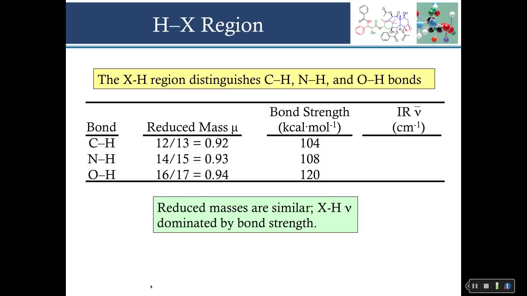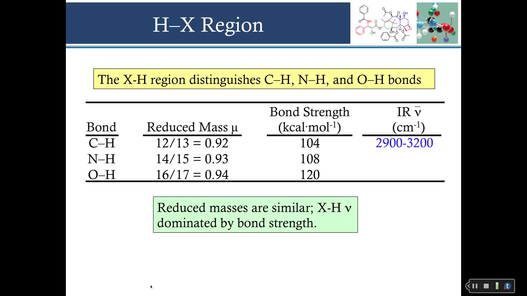So it's not the reduced mass in that Hooke's law formula that's going to dictate the observed stretching frequency. Rather, it's going to be the bond strength. And a carbon-hydrogen bond is the weakest of those at 104 kcals per mole. As you get a more electronegative atom bound to hydrogen, that bond length shortens, that bond strengthens, and the observed stretching frequency goes up in energy.